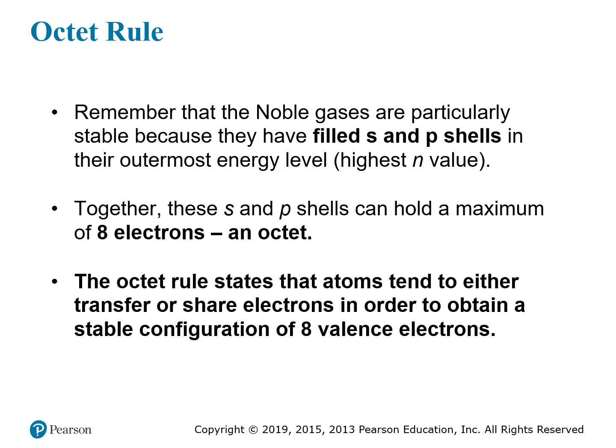So if an individual atom is stable when it has an octet, it's also true that atoms will interact in ways that allow them both to achieve what looks like or appears to be an octet. And that gives it a stable energy configuration. So the octet rule states that atoms tend to either transfer or share electrons in order to obtain this stable configuration of 8 valence electrons that we call an octet.